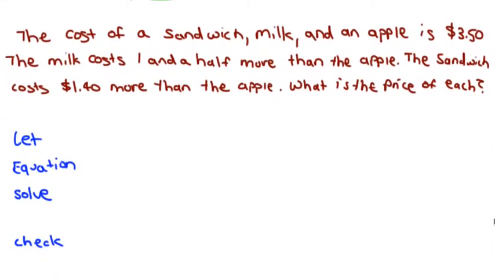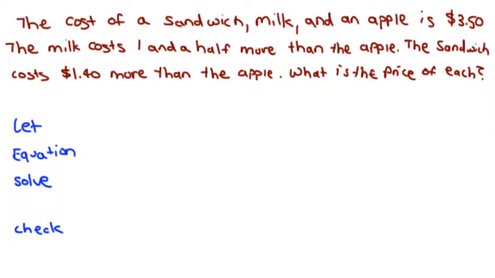Let's move on to our last problem. Okay, now this problem is a bit tricky. The cost of a sandwich, milk, and apple is $3.50. The milk costs 1.5 times more than the apple. The sandwich costs $1.40 more than the apple. What is the price of each? So what do we have that is mentioned twice in these two sentences? The apple is mentioned twice, right? Apple.